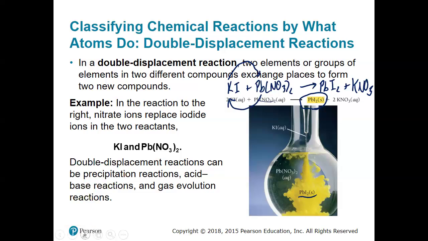In these double displacement reactions, there are subcategories. These subcategories have a lot to do with what kind of result we are seeing. So what is the thing that triggers in us the response that something has happened? In precipitation reactions, that thing is that we're seeing a solid form, like this.